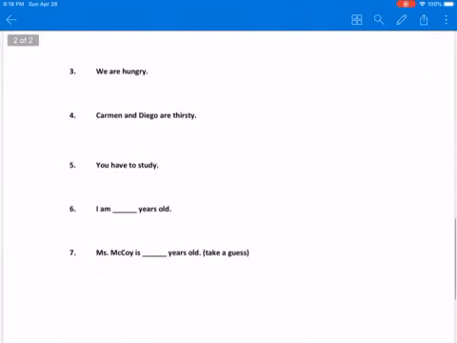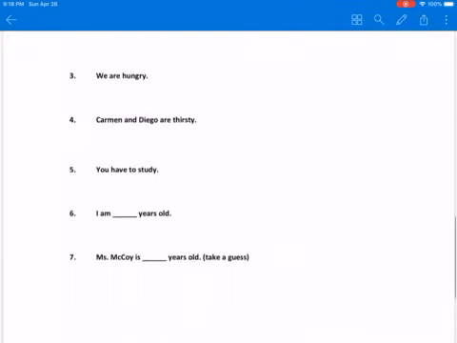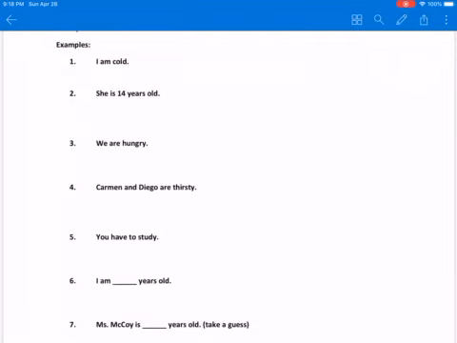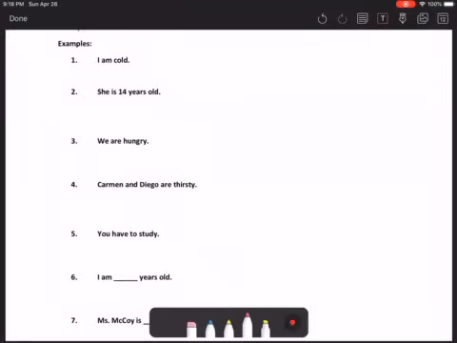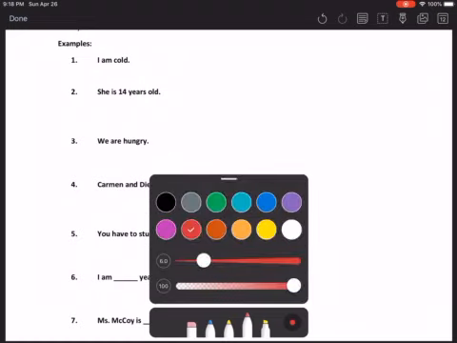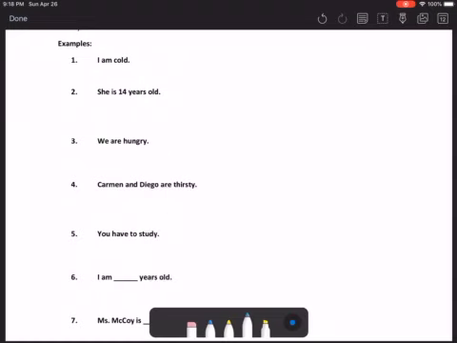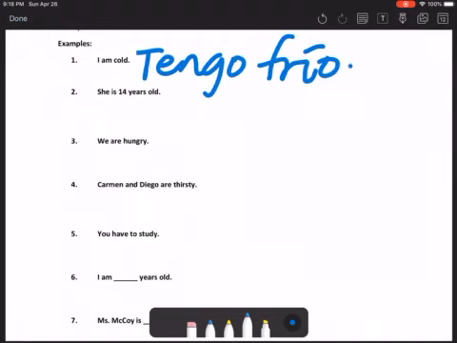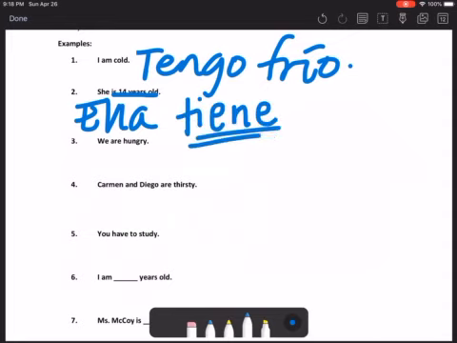So again, go ahead and take a minute to do these and then come back and check. Or you can pause as you go, however you want to do it. Okay, I'm going to switch up my color. I want azul. Okay, I am cold. Tengo frío. She is 14 years old. Ella, and remember, with age, you're not going to use S, even though you feel like you want to translate. Tiene 14 años.